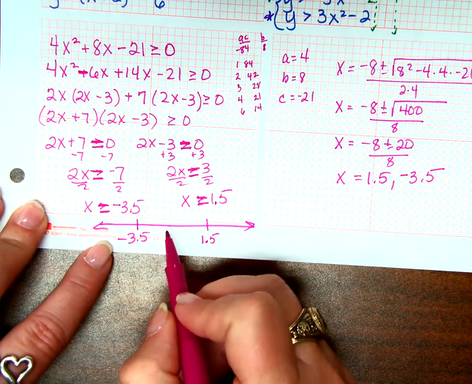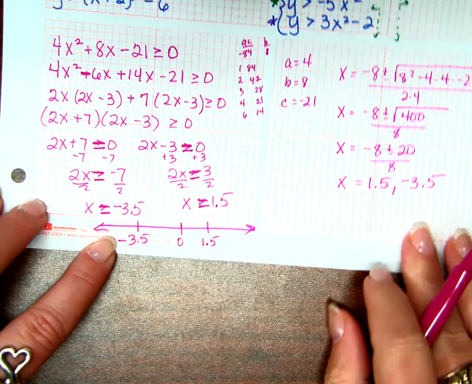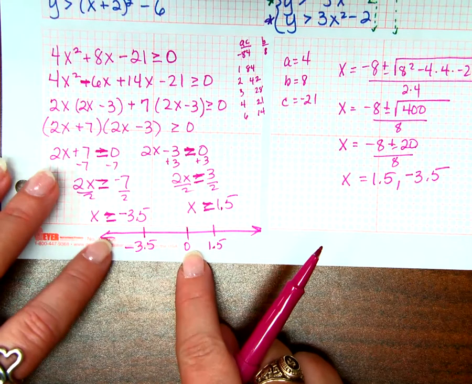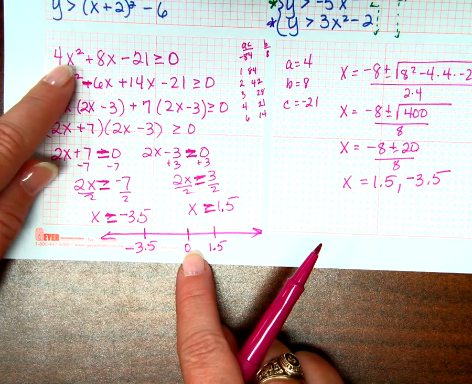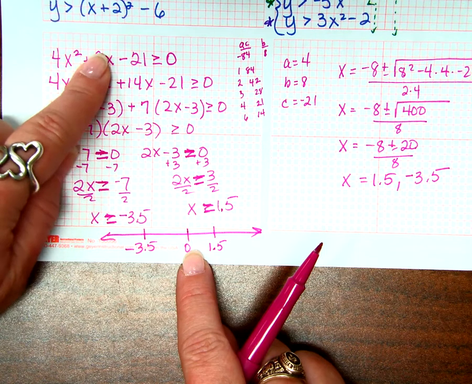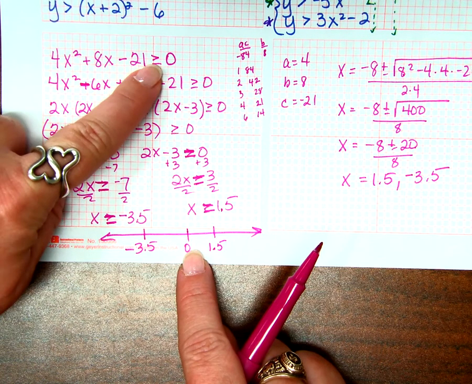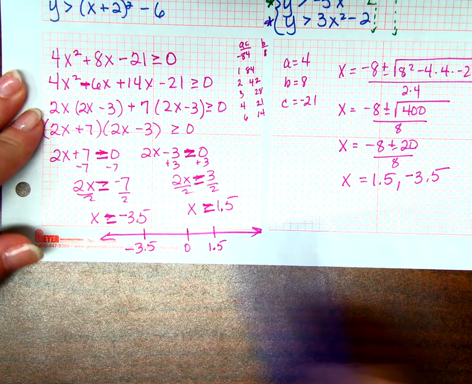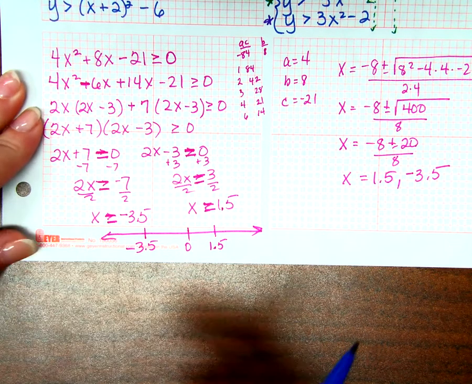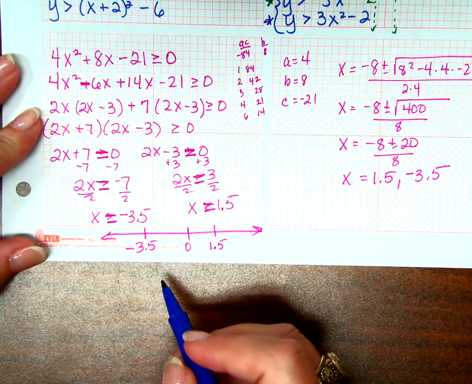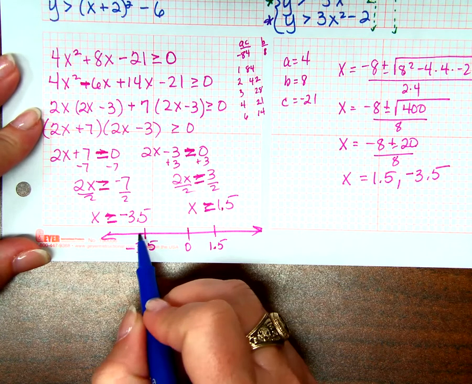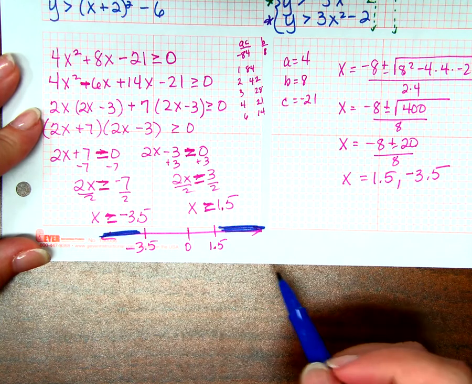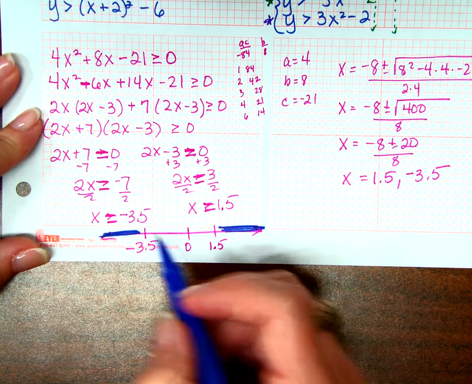Well, guess what we get to do again? Choose a point. And if one of our points isn't 0, choose a 0. Okay? Go back to the original equation. Plug in 0. 0 plus 0. So negative 21 is greater than or equal to 0. That is false. So I'm going to shade not where the 0 is. Well, what does that mean I'm shading? On the outside, right? I'm shading over here and I'm shading over here. What's happening at my endpoints? They are filled in circles.